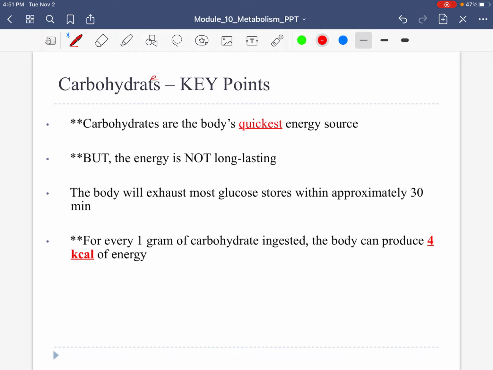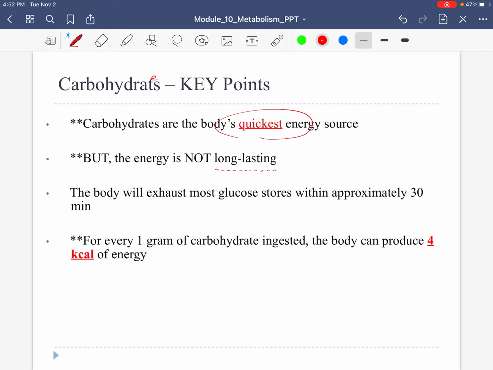All right, so what are some key points? And I see I have a typo here, carbohydrates. Some key points are that this metabolism process where we convert glucose into ATP is the quickest in carbs, but it's not as long-lasting, right? We know that carbs are our immediate, quick energy source, and they're great, but it's not going to give us long-lasting energy.